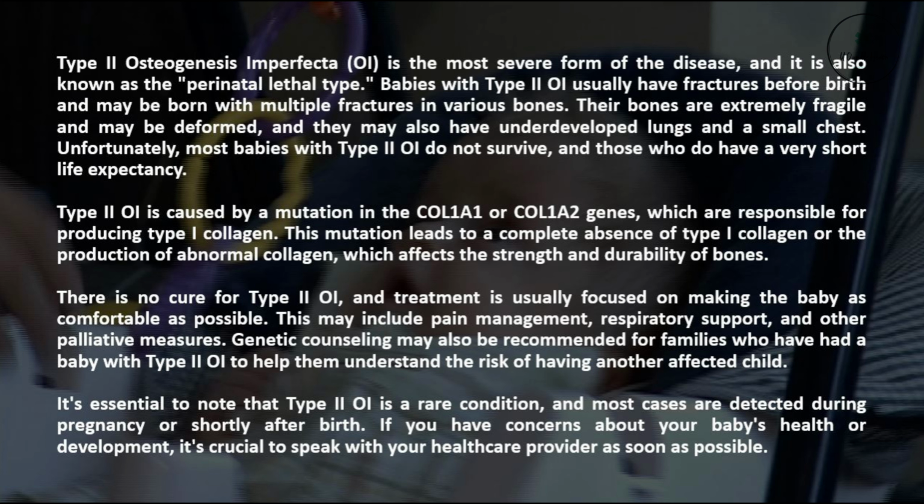There is no cure for type 2 OI, and treatment is usually focused on making the baby as comfortable as possible. This may include pain management, respiratory support, and other palliative measures. Genetic counseling may also be recommended for families who have had a baby with type 2 OI to help them understand the risk of having another affected child.